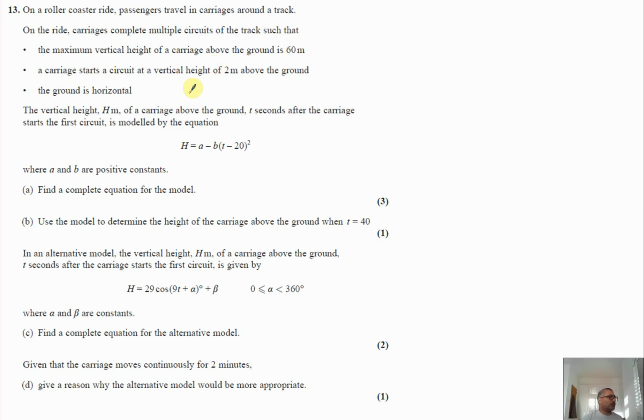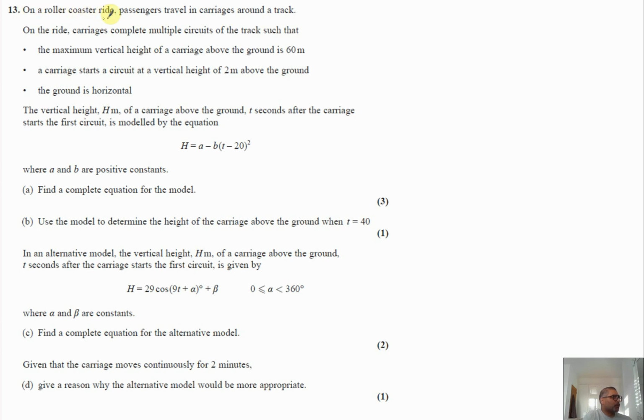Okay, question 13 on the 2023 Edexcel Paper 1 A-Level exam series. This one is a wordy modeling question, and it really involves your understanding of graphs here, because I think it's usually better when you can picture what's going on.